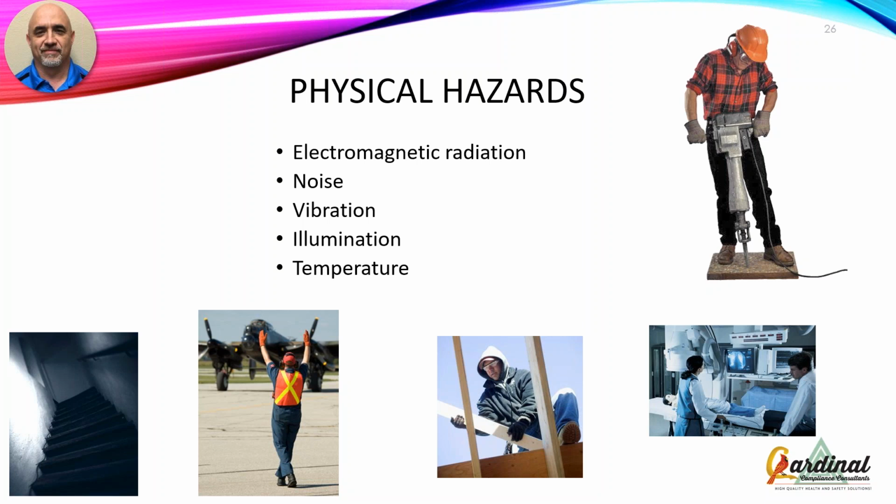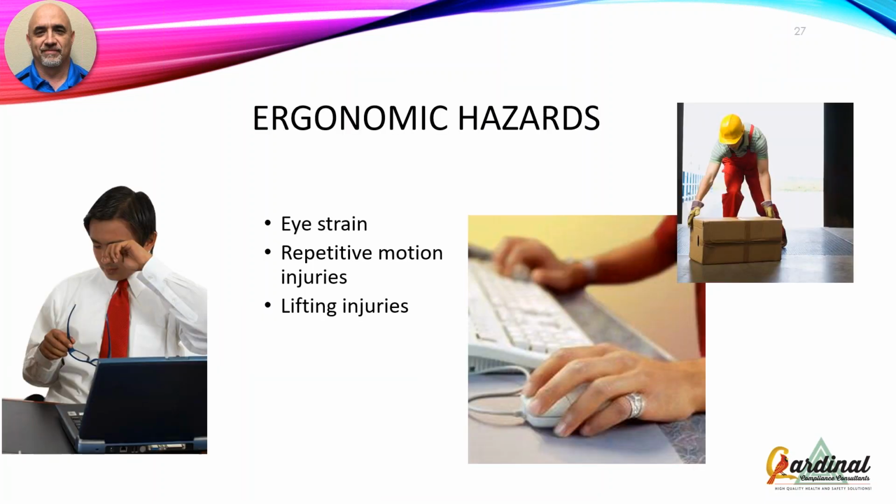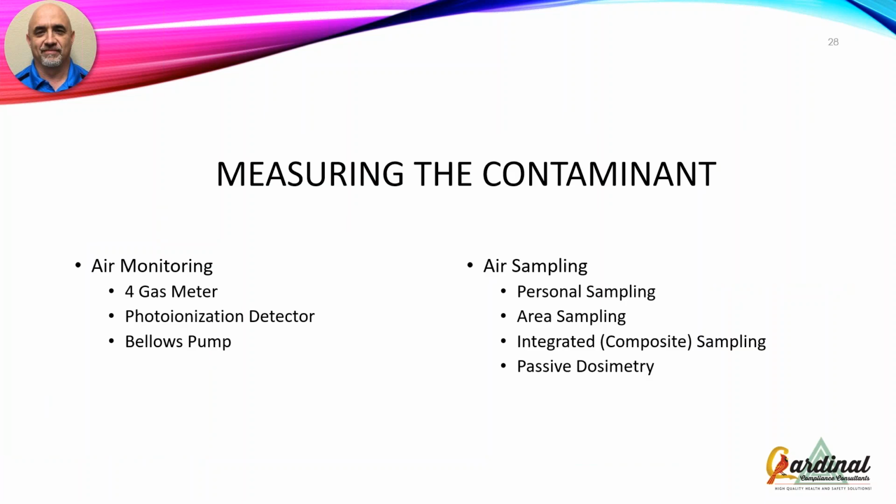So those are our physical hazards. We have ergonomic hazards such as eye strain, repetitive motion injuries. That's our carpal tunnel, lifting injuries, stuff like that. Okay. Then how do we measure contaminants?